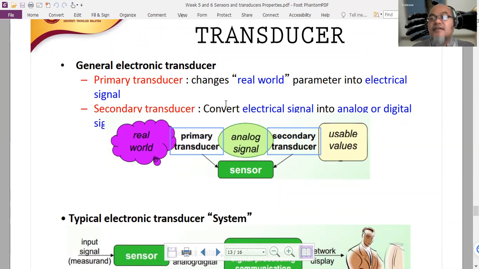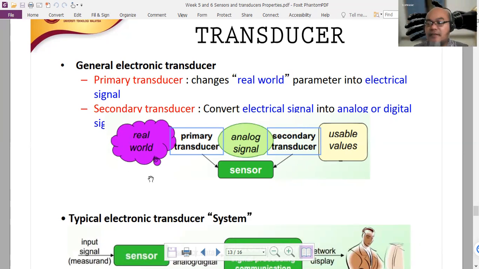So usually in any sensing system, we don't really use a single transducer or single material that immediately changes some form of physical energy directly into a readable electronic signal. Many times we have to use various kinds of transducers in between. There's a primary, secondary, secondary, secondary, until it becomes a usable value.